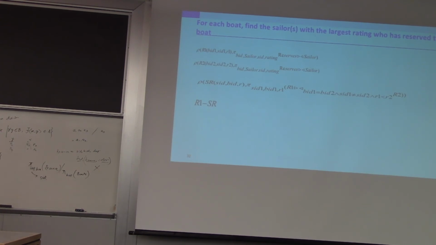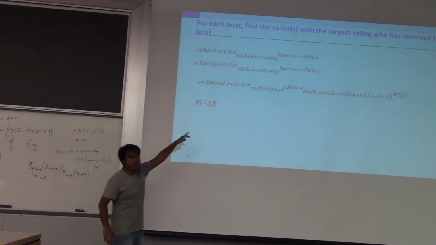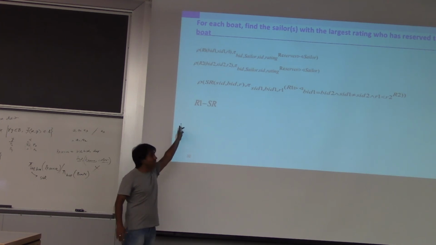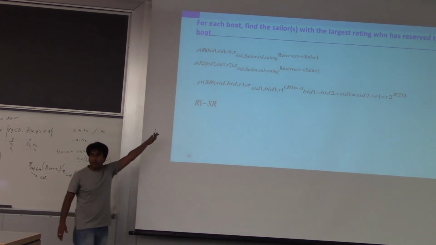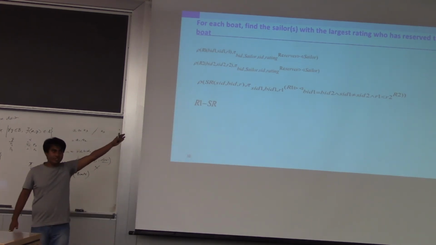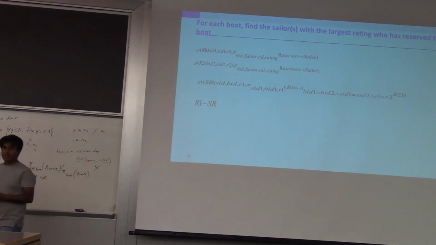There comes the set difference operator. You find the ones that don't have the largest rating, that are always below the highest rating. Those are the ones with the SR, and then you remove those SRs. You get only the result with the highest rating. Okay?